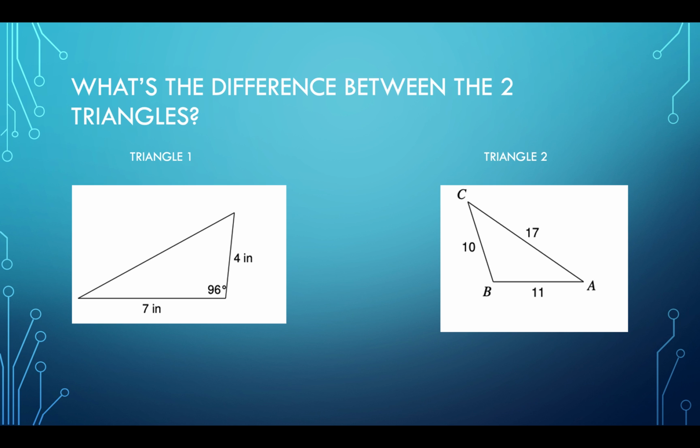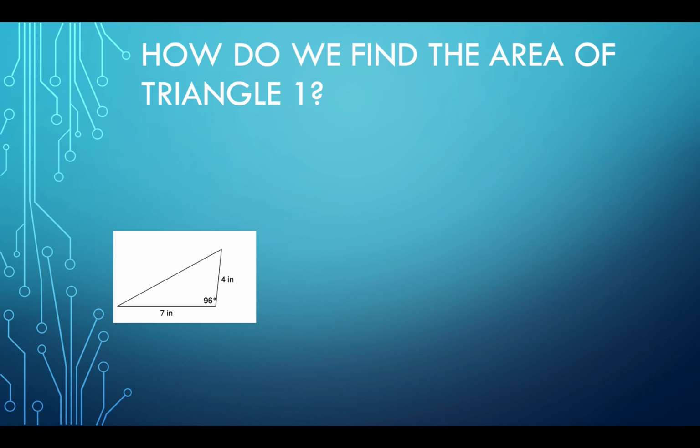Any guesses so far? Well, triangle 1 has two sides and one angle. Those two sides are 7 inches and 4 inches, and our given angle is 96 degrees. Triangle 2 has three sides. Side A is 10, side B is 17, and side C is 11. How would we find the area of the first triangle?